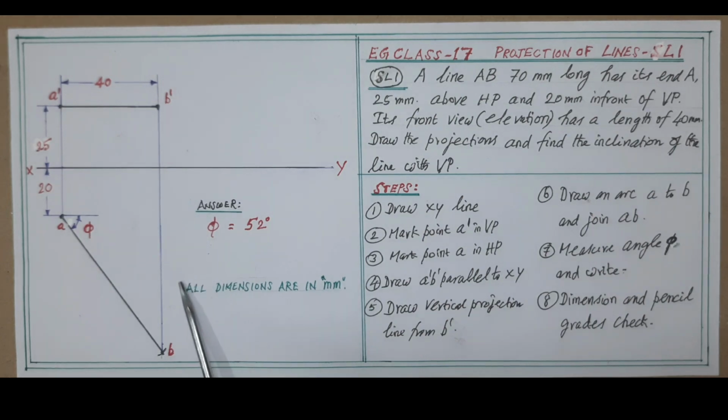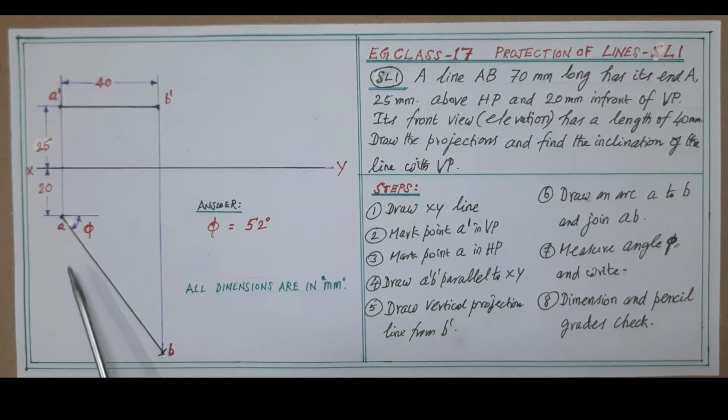After drawing this vertical line, with A as center, it is given that 70 millimeter, take it as radius and draw an arc to the length of 70 millimeter so that it cuts the vertical line drawn at this point, that is B. Mark this point B and join it with the point A. Now the length of the line is 70 millimeter, so AB can be viewed in full length from the top view.